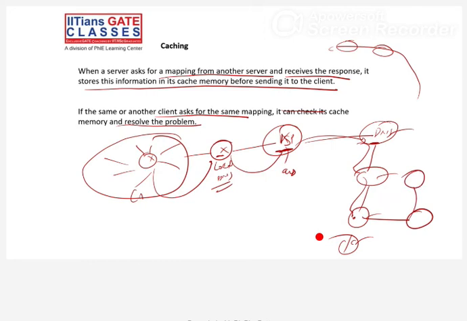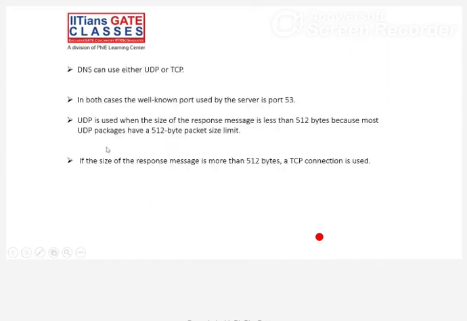A host that needs to map an address to a name or a name to an address is called a DNS client, or we call it a resolver, which resolves the problem and does the mapping of the address to the name or the name to the address. Now see, there are two solutions for the resolution. One is the recursive solution, the second is the iterative solution.